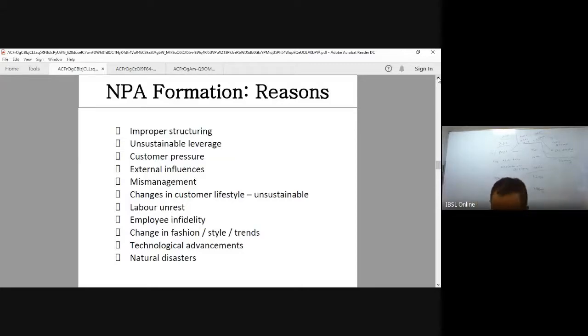So, improper structuring. In a composite facility also, when you are having 5-10 facilities to the customer, including loans and overdrafts and pre-shipment loans, import loans, leasing, hire purchase, factoring, many products, you need to be extremely careful with structuring. Otherwise, it's a signal where the customer can go into non-performing status. Unsustainable leverage. The leverage has to be within limit. If customer leverage is high, the higher the leverage, the higher the risk, right?